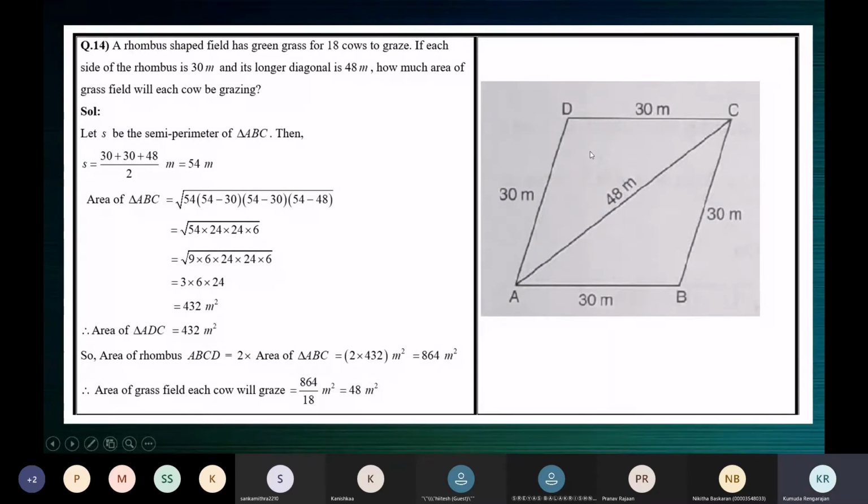For this triangle the sides are 30, 30 and 48. For the other triangle, 30, 30, 48, the parameters are the same, so you will get the same area and you don't have to repeat the calculation. Find the area of triangle ABC using Heron's formula. The same will be the area of the other triangle ADC. So the area of the rhombus is twice that, and the area of grass for each cow will be the total area divided by 18.